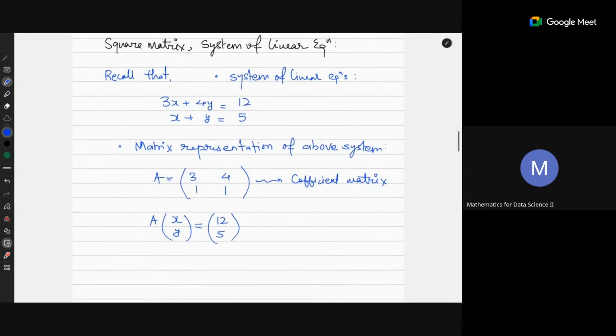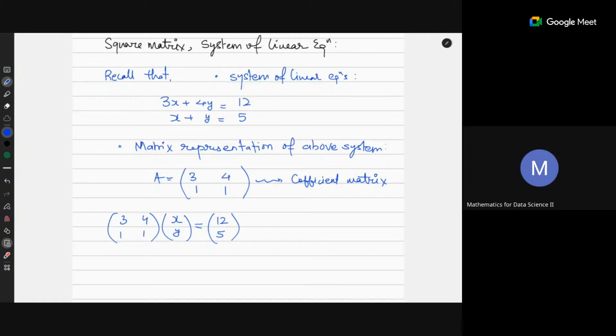So in terms of the coefficient matrix, you can write down your system of linear equations as a product of matrices like this. Matrix A multiplied with x, y, the unknowns, is equal to the column vector, column matrix, given by the values on the right hand side. All right, so this is a matrix presentation of a linear system of equations. This is what we have discussed already last time.